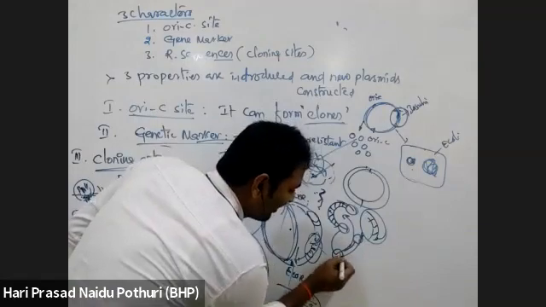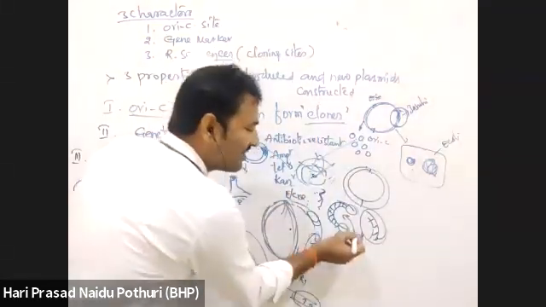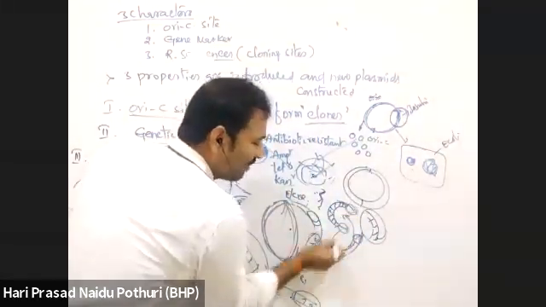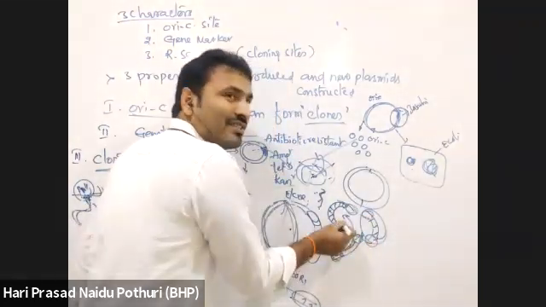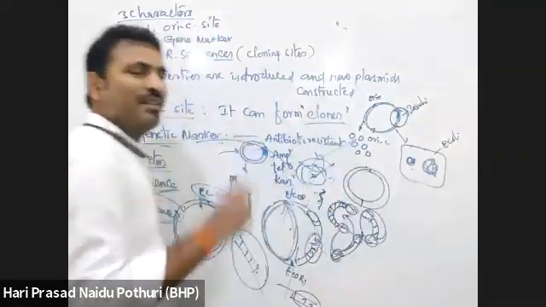This is one end, this is one end. Two ends. This is complementary to this. This is complementary to this. This is complementary to this. This is complementary to this. Any chance can happen. That's what I'm saying.